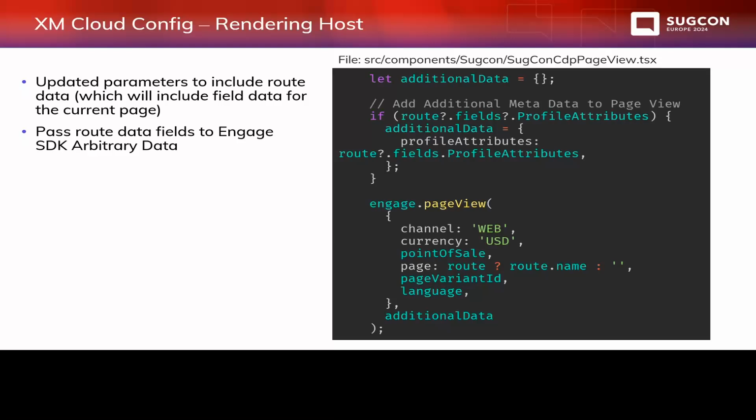And then the engage page view allows you to pass in additional arbitrary data into it. And that's essentially what I'm doing. I'm building an object for that and passing that in. So basically, every time you do a page view event, you have the ability to pass it additional data so that Personalize can then understand more information about that page view. And so in our case, we want to send it the attributes that we're setting to the page.